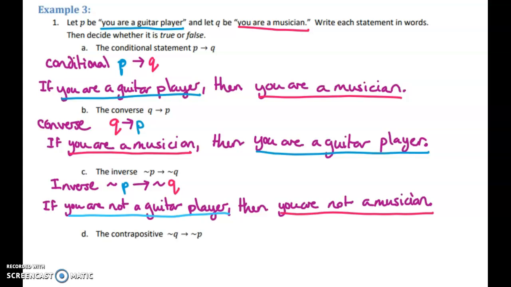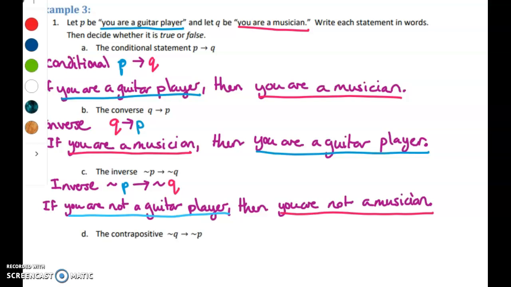The other thing I know is in our foldable under equivalent statements, it said the converse and inverse of any conditional statements are equivalent. So that means the converse and inverse will either both be true or will both be false. So since the converse was false, I already knew the inverse was going to be false.